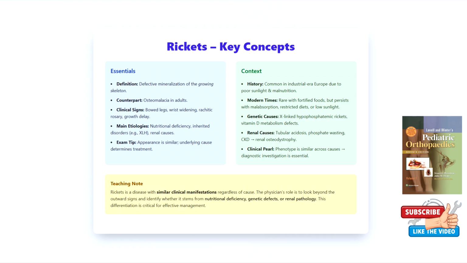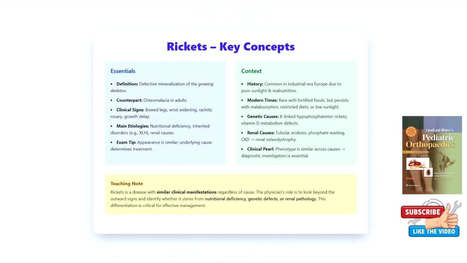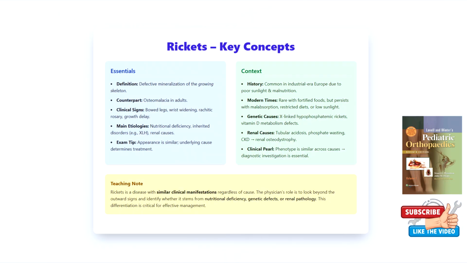That means you may see the skeletal softening of rickets combined with the high bone turnover and resorption caused by excessive parathyroid hormone levels. One important clinical pearl is this. No matter the cause, whether nutritional, genetic, or renal, the outward manifestations of rickets are strikingly similar. The child may have bowing of the legs, delayed growth, widening of the growth plates, and sometimes the so-called rickety rosary, which are bead-like prominences at the costochondral junctions of the ribs.